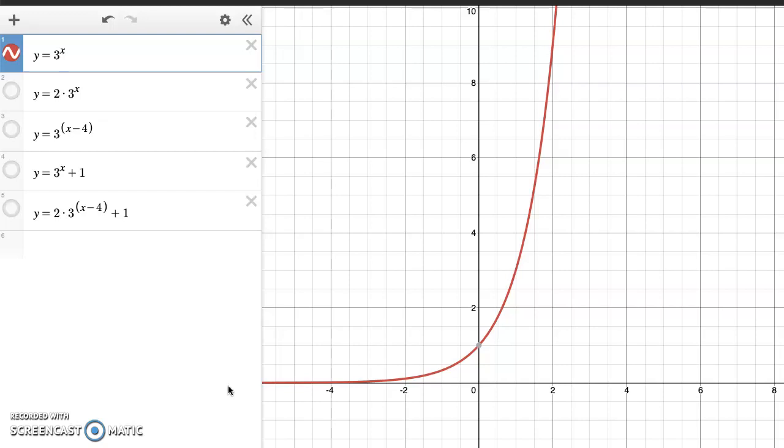This is Desmos, by the way. And you should do this on your own. You should go to Desmos and check out different sorts of equations. So y equals 3 to the x.